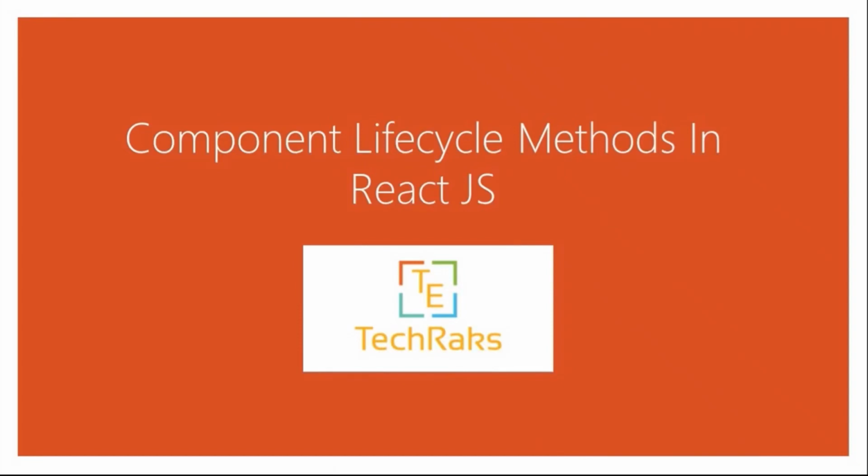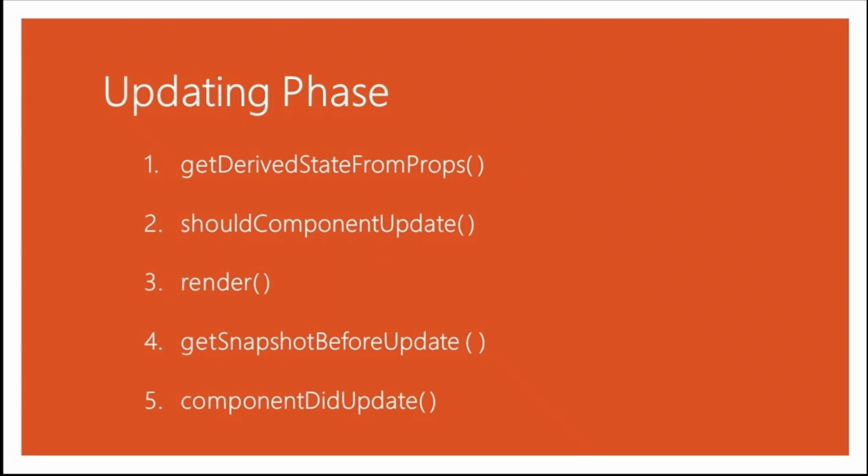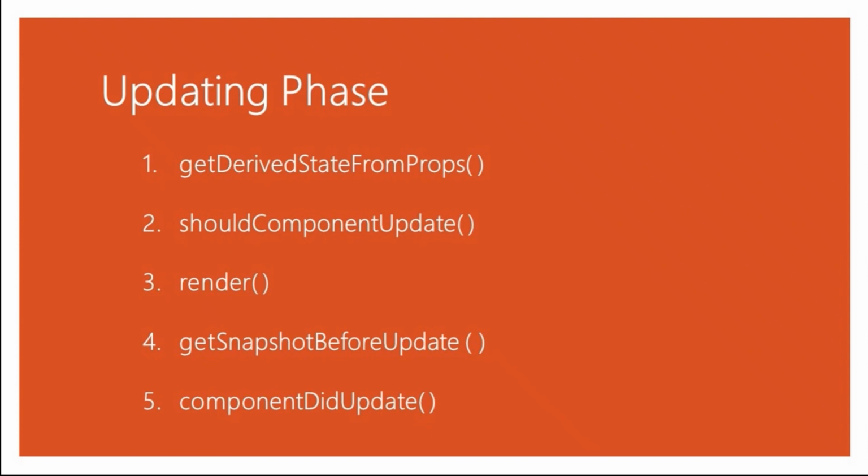In this video, we are going to focus on understanding lifecycle methods in updating phase with an example. In updating phase, we have 4 different methods. We will see each method one by one and try to implement them to get better understanding. Let's start with getDerivedStateFromProps. This is the first method that is called when component updates.